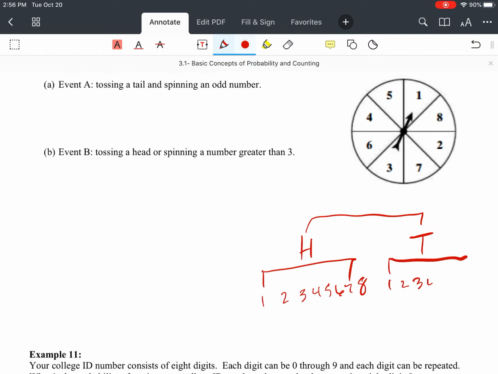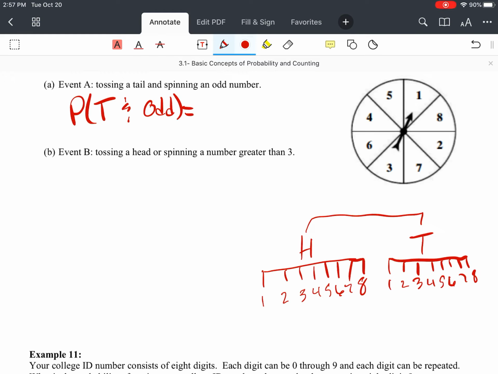Okay, same with this one. We have 1, 2, 3, 4, 5, 6, 7, and 8. I'm getting a little sloppy with my tree diagrams, but let's see, I'll make it a little nicer. Okay, so we want to find the probability of event A, so probability of tossing a tails and spinning an odd.